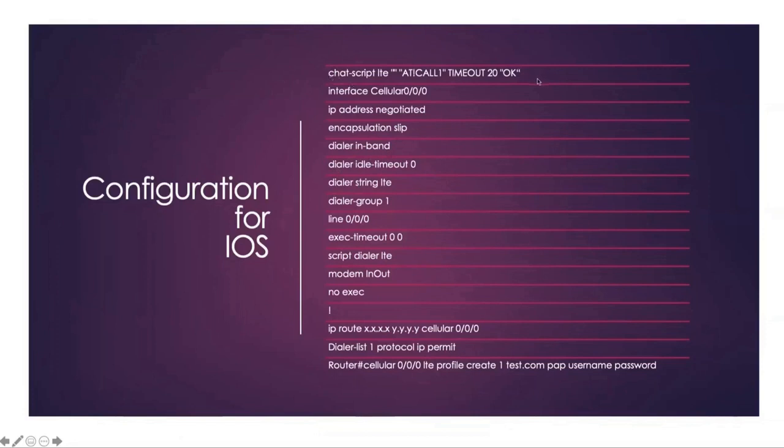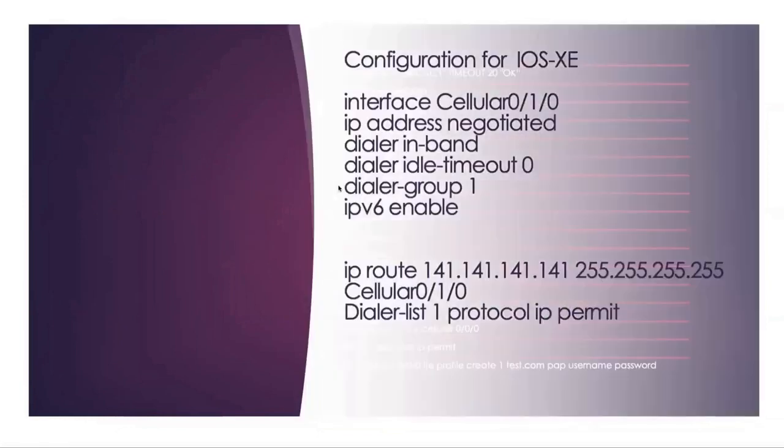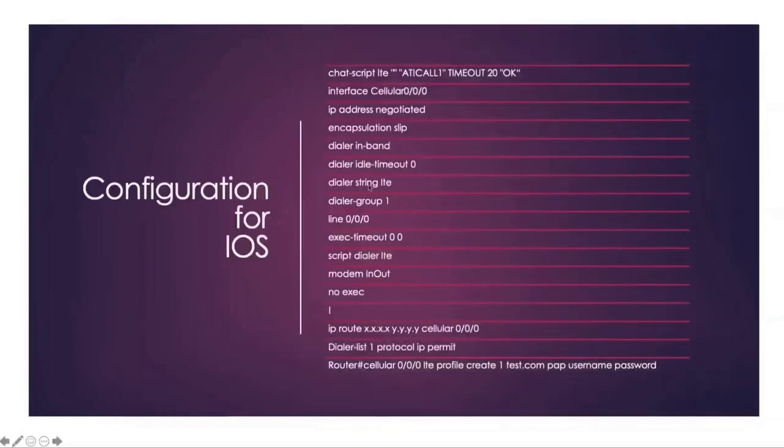Now, this is where the chat script comes in. You have configured a chat script, fine. But where are you calling this chat script? You call this chat script in two places. One in the interface, and second in the associated line for that interface. So dialer string LT is where we call this particular chat script. The variable you can change, but whatever variable you mention for the chat script, like LT, you have to make sure you call the same chat script in your interface as well as line. So dialer string LT, dialer group 1, is again binding your cellular to a dialer interface.